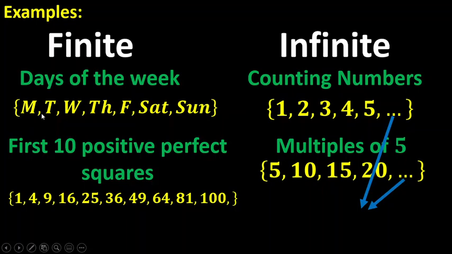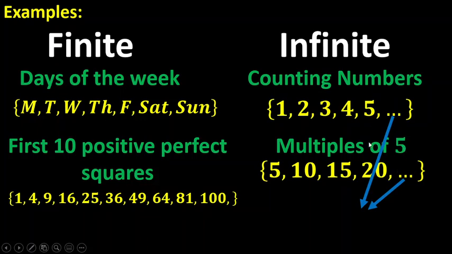Pansin nyo din ba yun? Tingnan mo yung finite, wala siya ni isang tuldok. Dire-diretso lang, tas may hangganan. Mag-i-start yung days of week ng Monday, matatapos ng Sunday. Ang first 10 positive perfect square, mag-i-start sa 1, matatapos sa 100. Next, ang infinite, pagkatapos ng 5, may susunod pa sa 5. Kasi counting numbers yun eh. Ang multiples of 5, pagkatapos ng 20, may susunod pa sa 20.